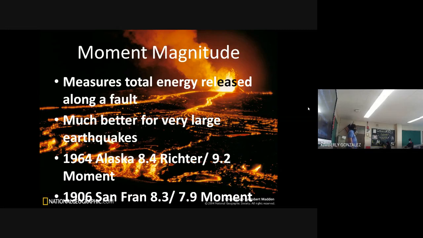So if you have an earthquake that's a 3, and then another earthquake that's a 6, it's not twice as big. Okay? Does that make sense? It's the difference in the exponent, so just subtract one exponent from another.